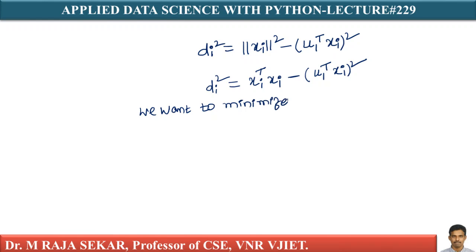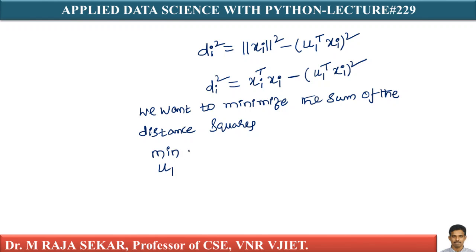We want to minimize the sum of the distance squares. Therefore, I can write: you have to find u1 such that you minimize sigma i equal to 1 to n of xi transpose xi minus u1 transpose xi square. You have to find u1 such that the sum of all these terms is minimized. Let me say this is the first one.